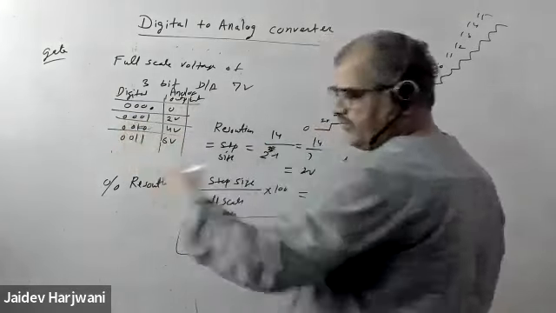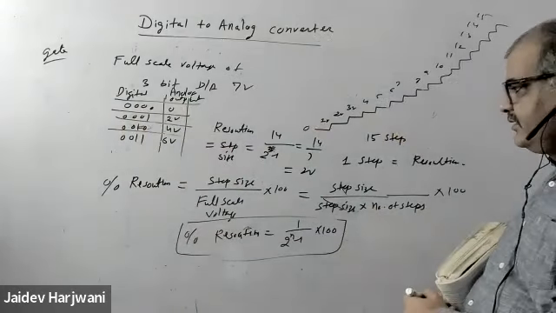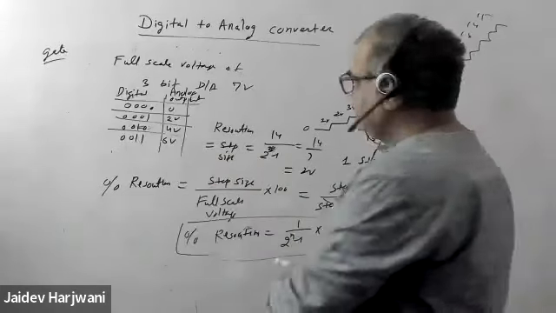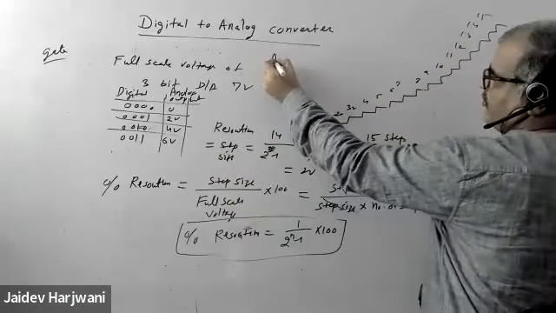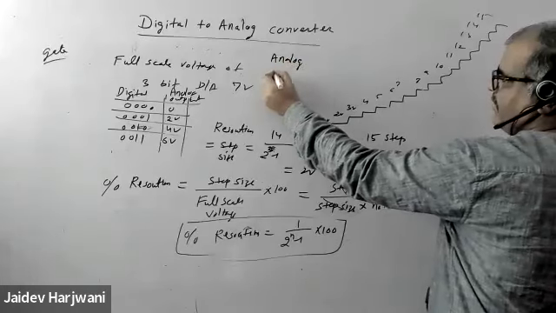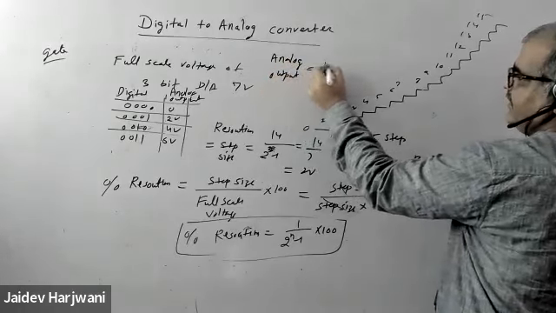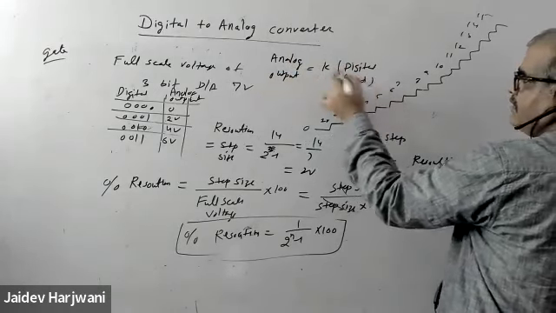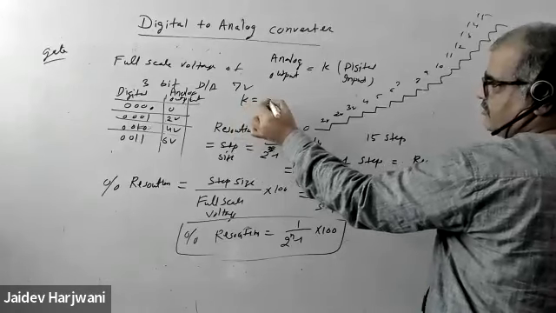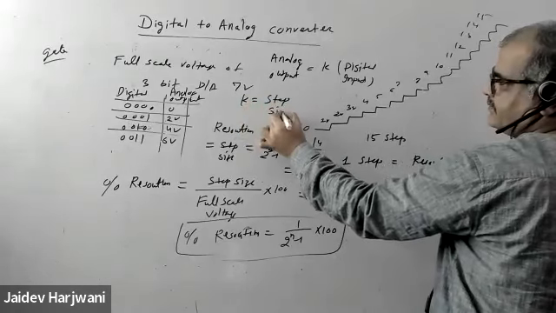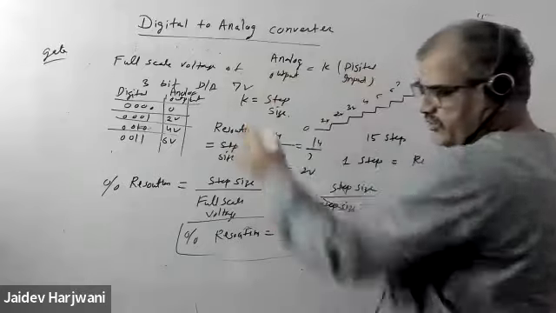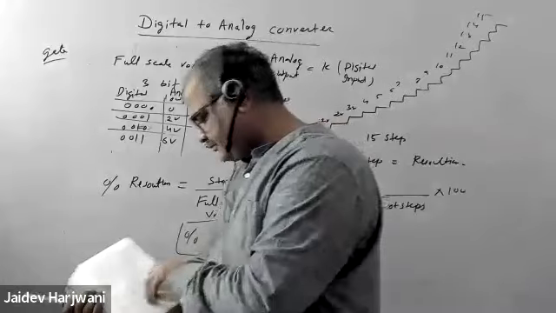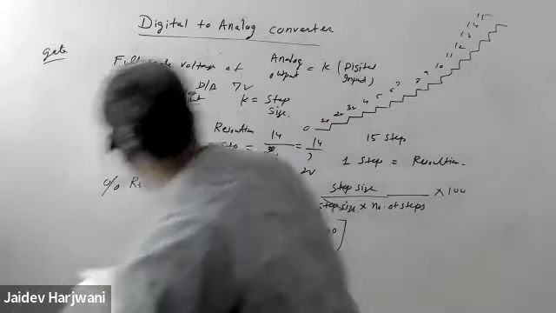Okay, proportionality increases. K is basically what? The proportionality constant. So I wrote the formula: your analog output is basically K into digital input. K is your constant, which is equal to the resolution or step size. So if you know this one, for any input you can find what the analog output is.